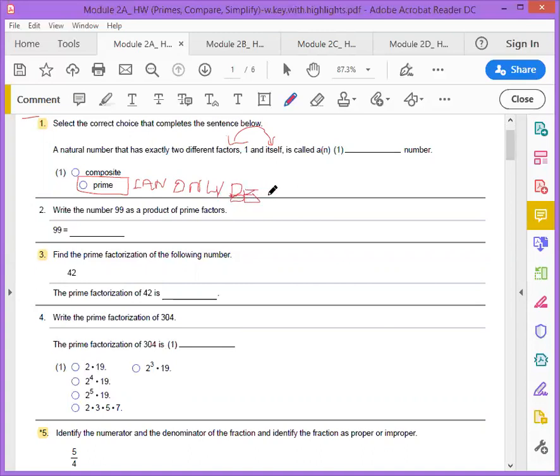They can only be divided evenly by themselves and one, so they only have two factors. Prime numbers can only be divided by one and itself. So whatever the number is, if the number is 5, 5 can only be divided by 1 and by 5. So we'll fill in this space with the word prime for number one.